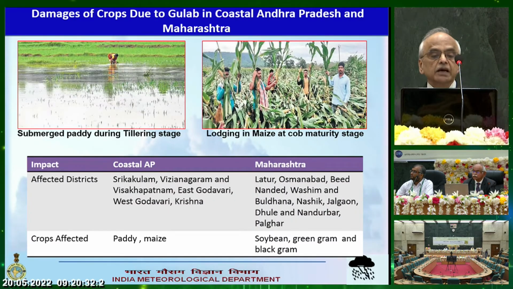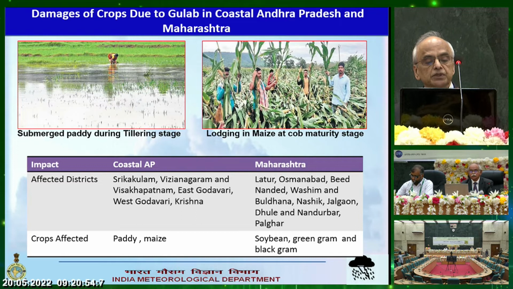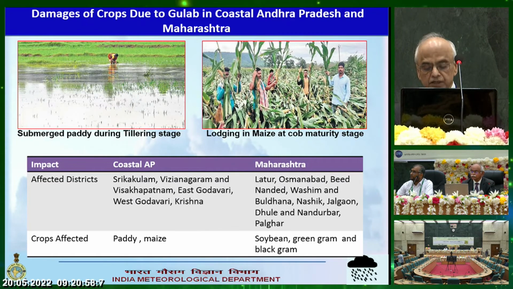And the damage of crops due to Gulab in coastal Andhra Pradesh and Maharashtra, you see two pictures there. On the left side, submerged paddy because of the heavy floods. On the right side, lodging in maize at cob maturity stage. The impact is that several districts are affected in both Andhra Pradesh and Maharashtra, and the crops affected in Andhra Pradesh are mainly paddy and maize, and in Maharashtra soybean, green gram and black gram.